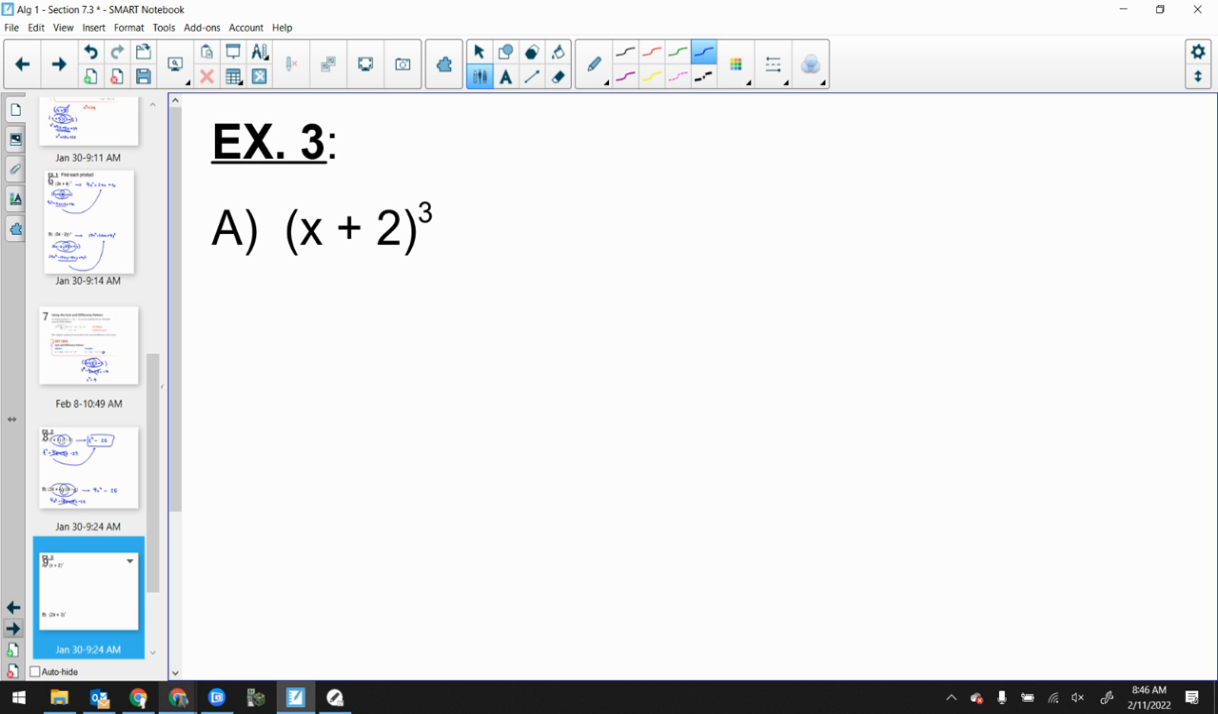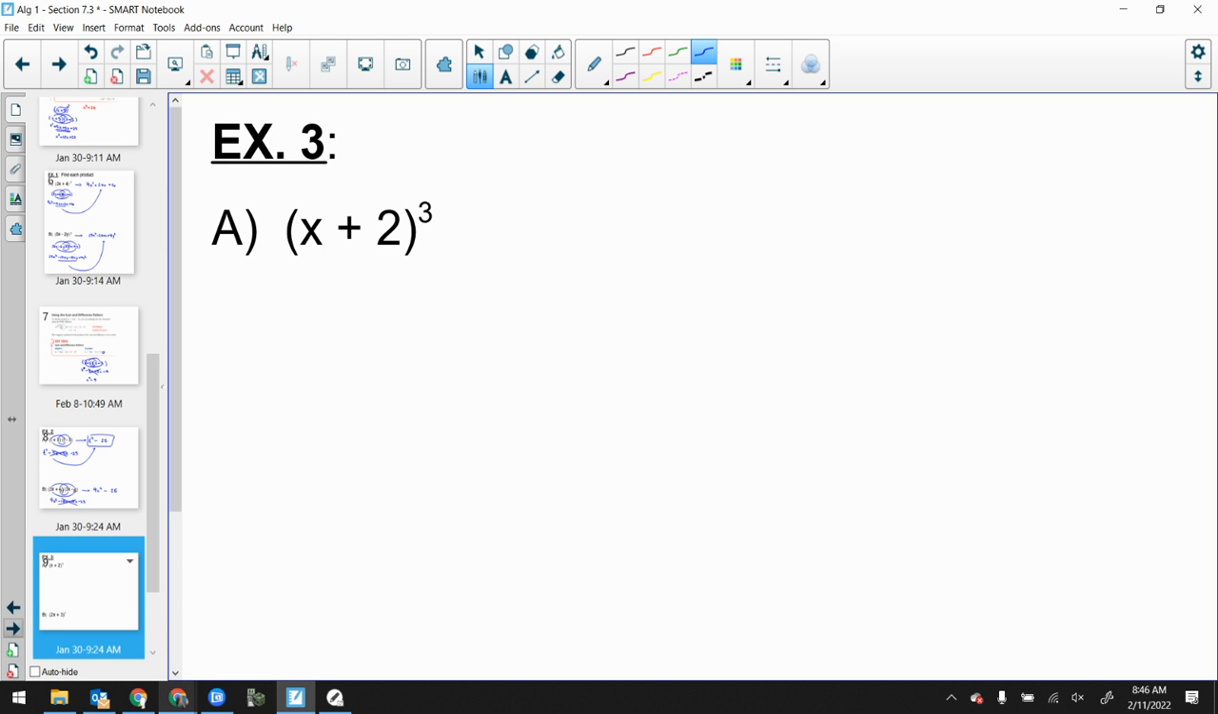Now, unfortunately, there's no trick for the ones in the back. I wanted to give you ones that are called a binomial cubed. A binomial cubed. These can get a little tricky. You need to stay organized with this.